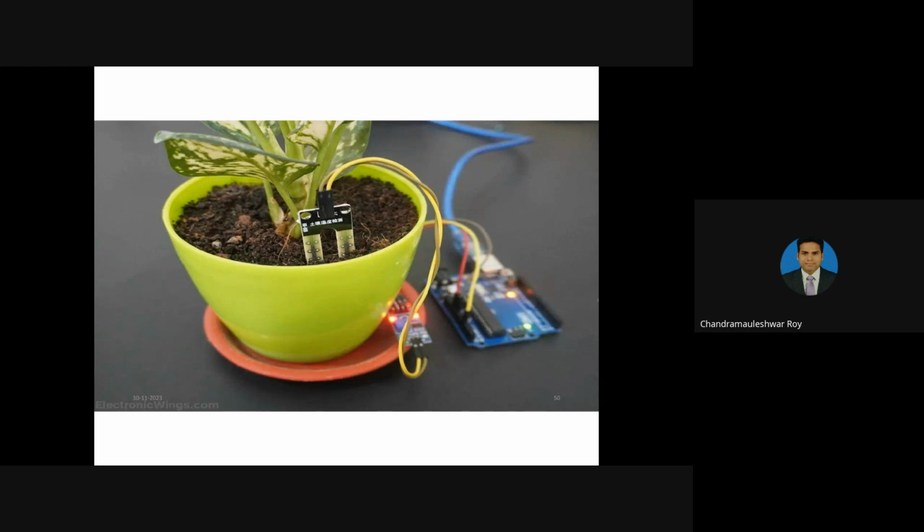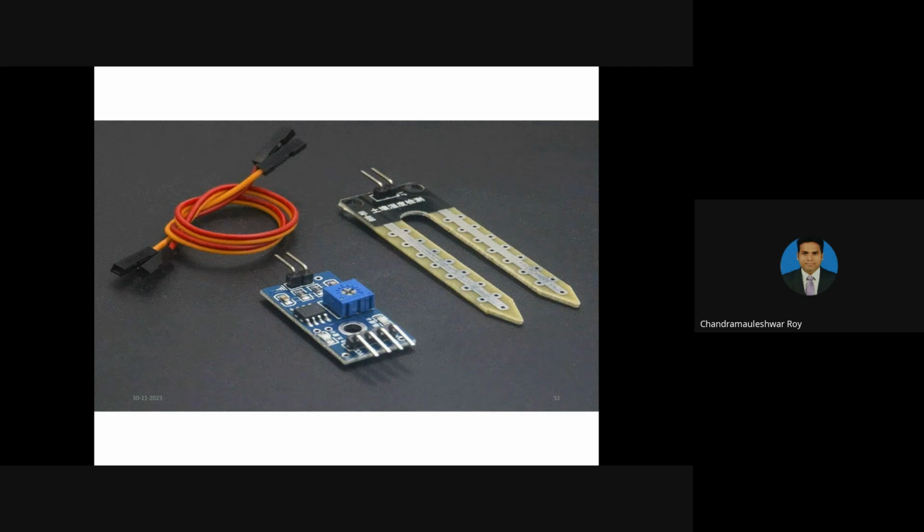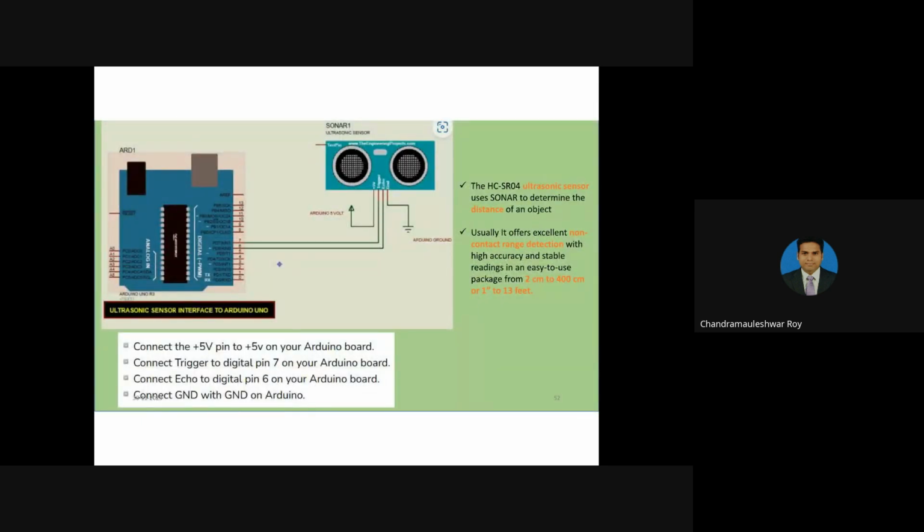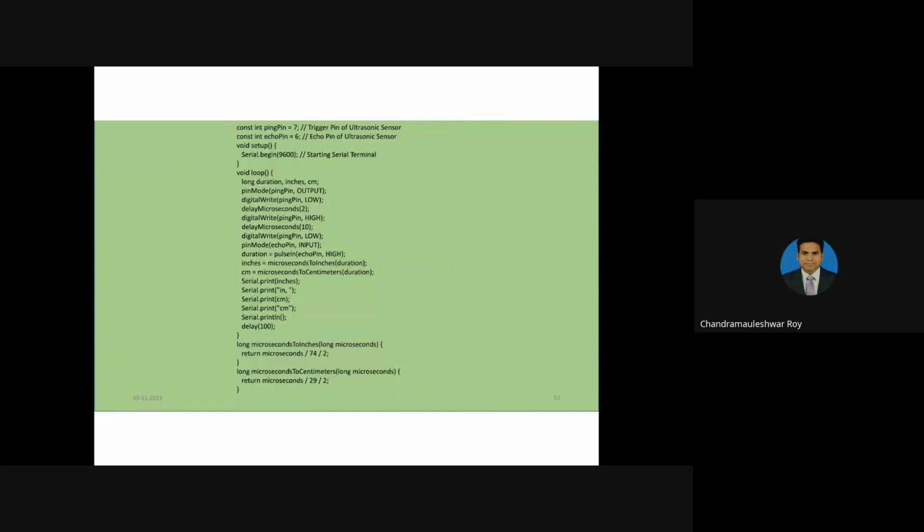Here is a pot with soil in it. To save this plant, soil moisture should be monitored. The soil moisture sensor is kept in the soil, and based on this reading, you can switch the motor on or off so that you can do proper watering of this plant. These are the components required to design this IoT project: the Arduino board, soil, some connecting wire, and the soil sensor.